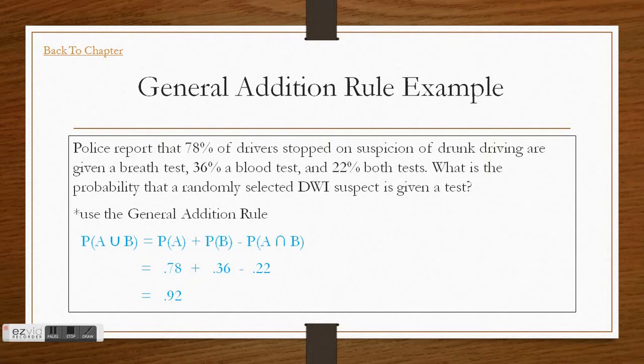Police report that 78% of drivers stopped on suspicion of drunk driving are given a breath test, 36% a blood test, and 22% are given both. What is the probability that a randomly selected DWI suspect is given a test? Using the addition rule, this is what it will look like.